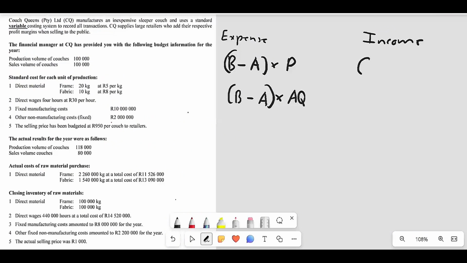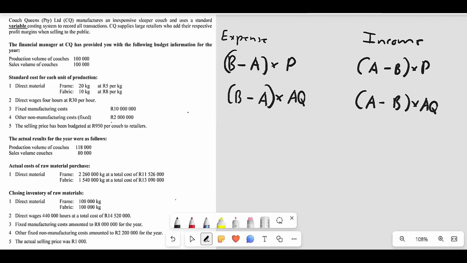In terms of income, it is the other way around. It is actual less budgeted multiplied by the price if you're calculating the volume variance, but if you're calculating the price variance, it will be actual less budgeted times actual quantity.